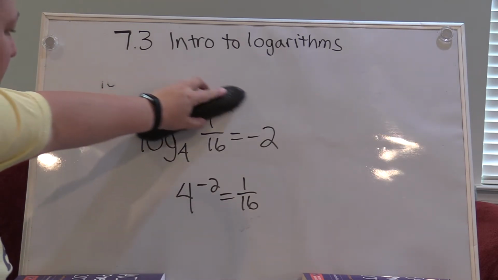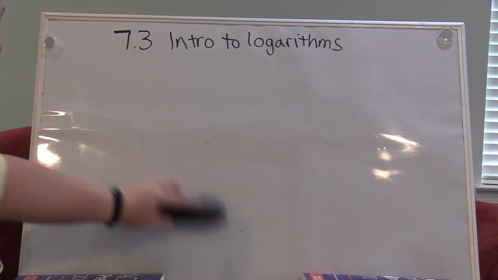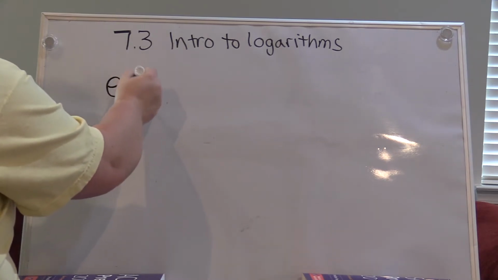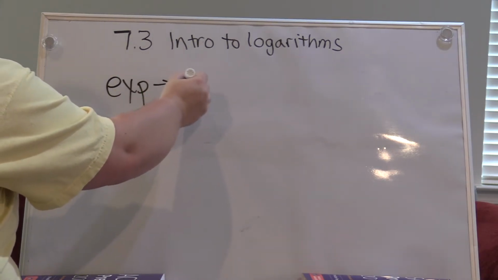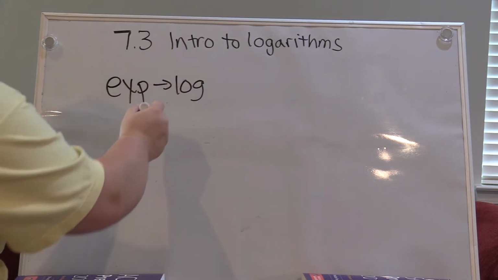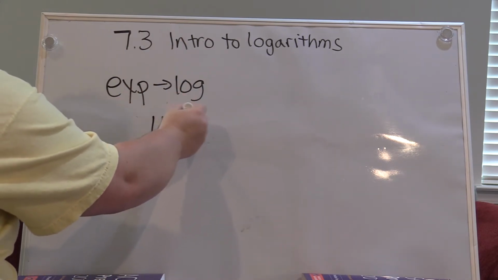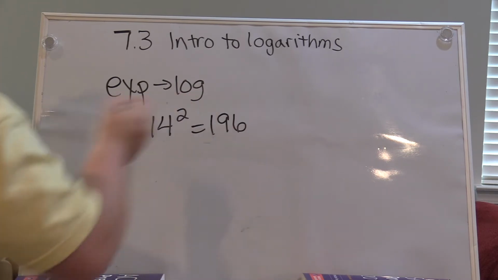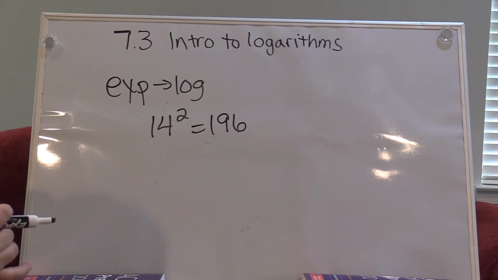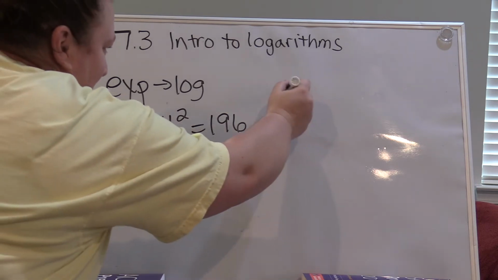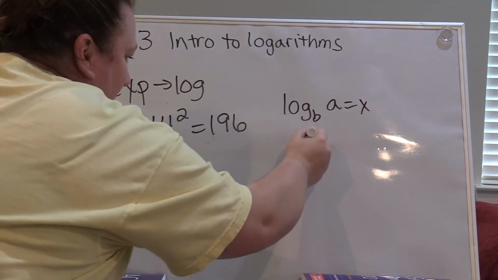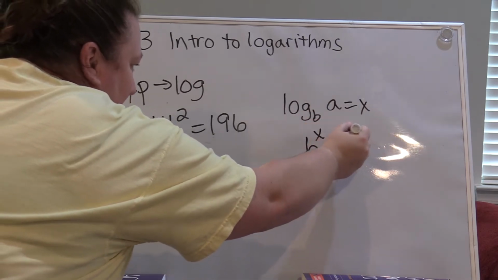Now we're going to go backwards. We're going to go from our exponential form to our log form. This one for me makes my brain work a little harder. So I have 14 squared equals 196. And whenever I start to do these, my brain goes better from log to exponential. So I like to remind myself that log base b of a equals x becomes b to the x equals a.